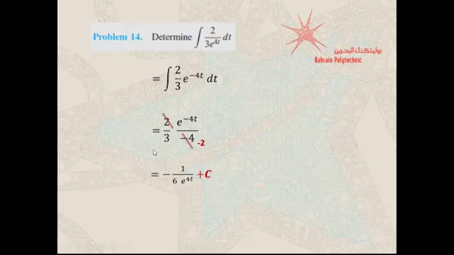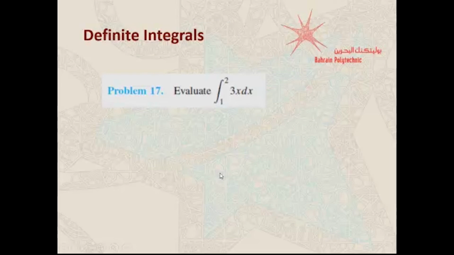I'm going to rewrite it. So here I've got 3 at the denominator, 3 multiplied by negative 2. This is negative 6. I've got e to the power of negative 4t. This is a negative power. I'm going to get rid of the negative power by putting the e down here at the denominator. So it becomes e to the power of positive 4t, plus c.